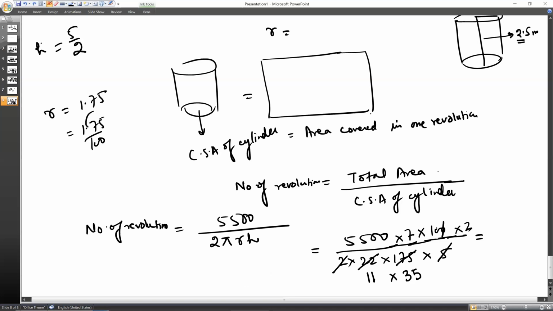Now we just remove this 10 also. Again, do we have another 2? No. We have the factor of 5, so we can divide it by 5 also. 5 11s are 55, and 5 7s are 35. You can cut this 7 and 7 with this one also. And this 1100 will give 100. Still we have 2 here, so you will get 100 into 2, which is 200 revolutions.